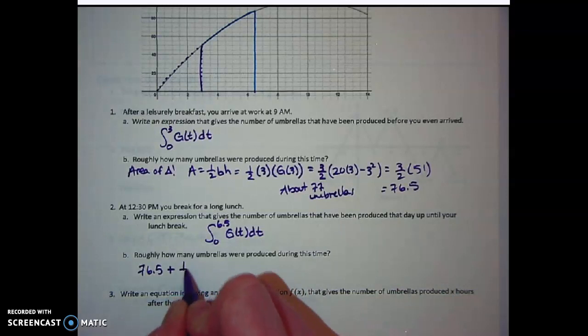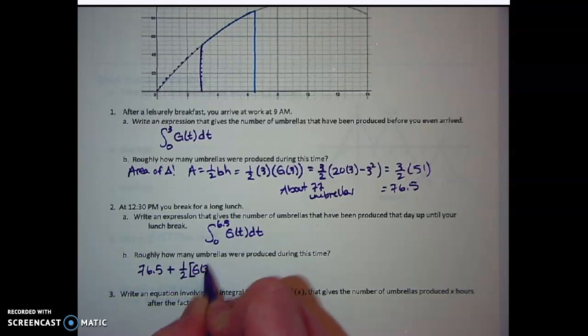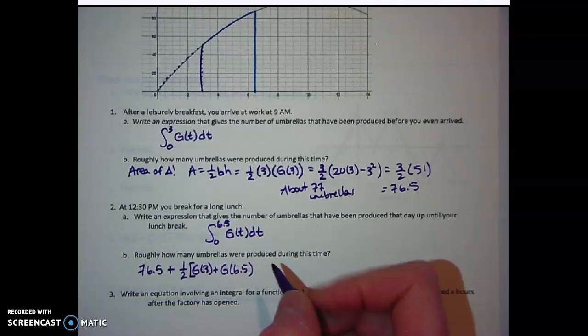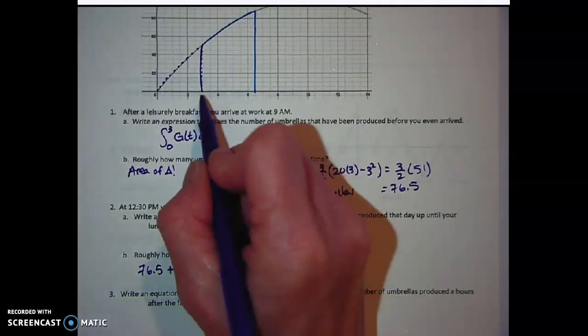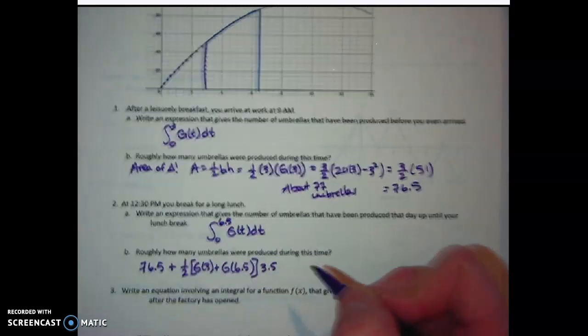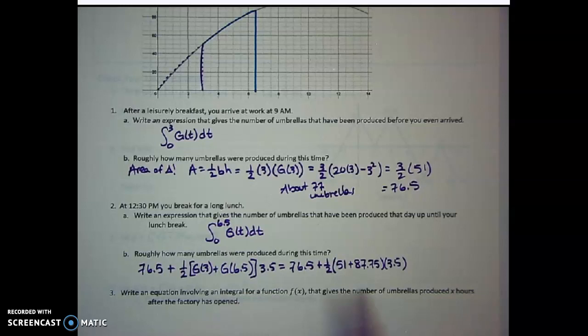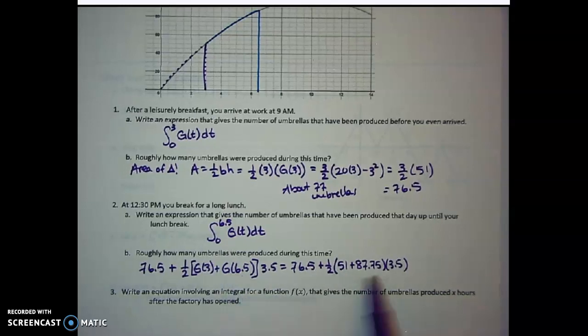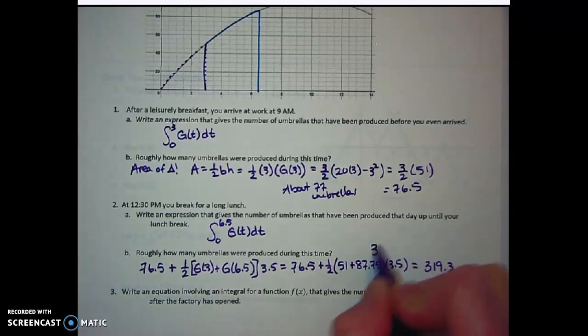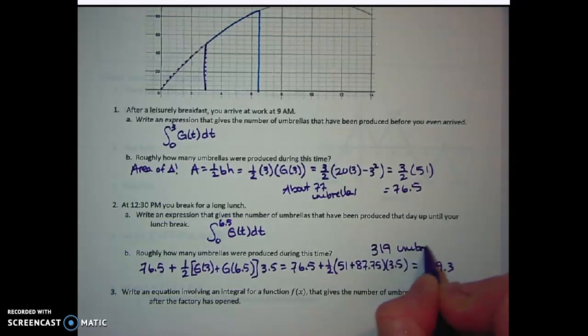So the area of a trapezoid is 1/2 times base 1, which is g of 3, plus base 2, which is g of 6.5, and then times my height from 3 to 6.5 hours, which is 3.5 hours. Finding the function values, g of 3 is 51 and g of 6.5 is 87.5, and then multiplying all that together, I get 319.3. So in the first 6.5 hours, it seems that there were 319 umbrellas manufactured.